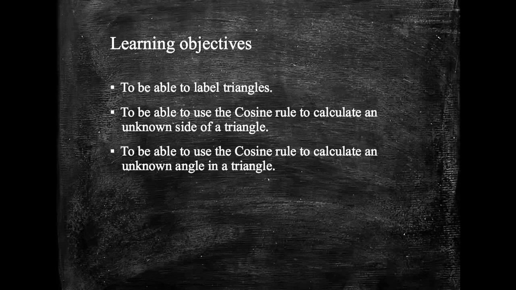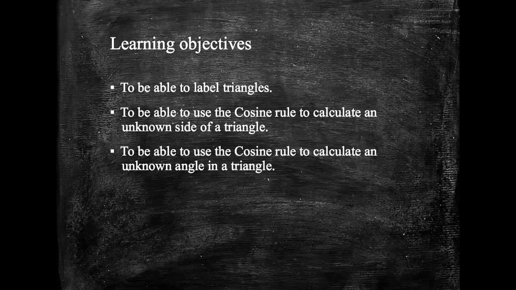Okay, what we're going to do again is look at labelling up a triangle. This is really important because you're given the formula in a particular form, but you need to be able to put the numbers in the right places to get the right answer coming out. We're going to use the cosine rule to calculate an unknown side of a triangle given some information, and use the cosine rule to calculate an unknown angle in a triangle, again given some information.